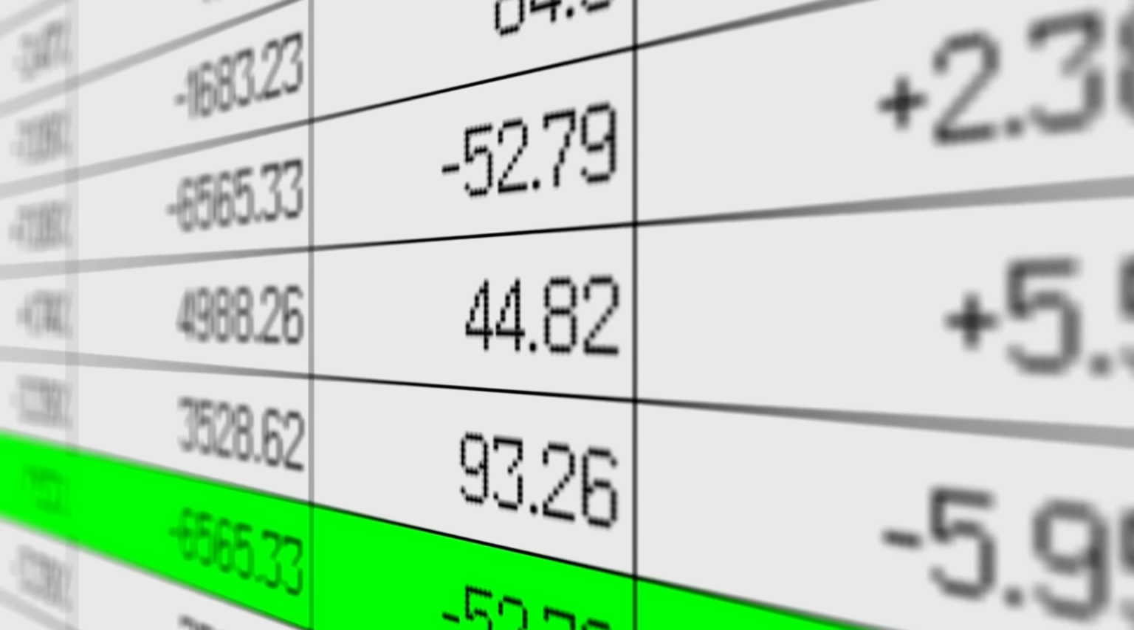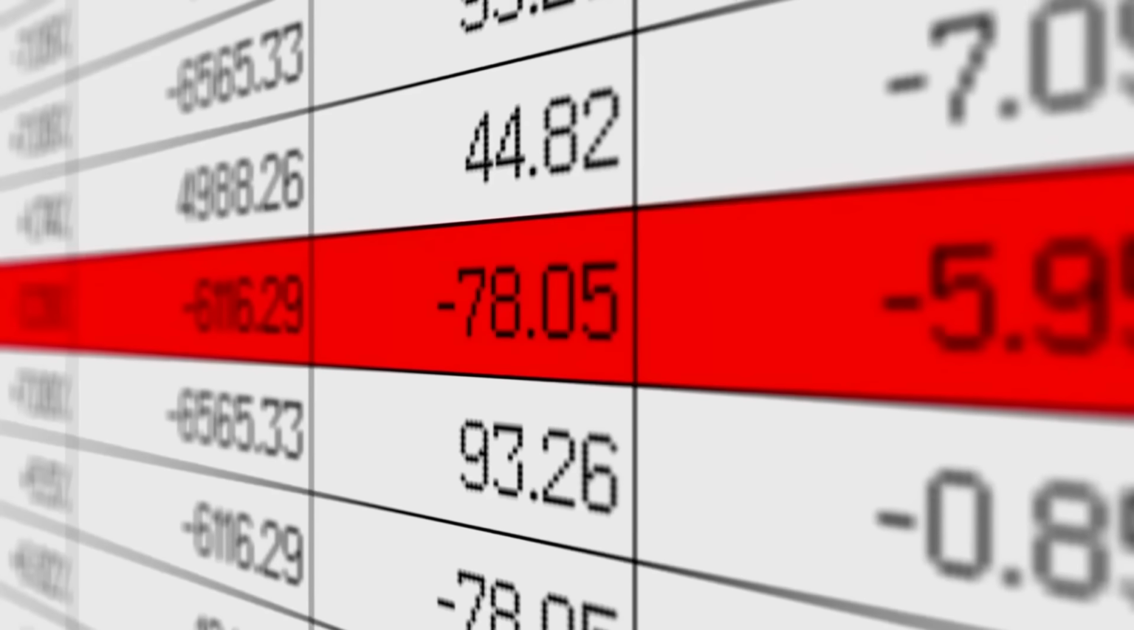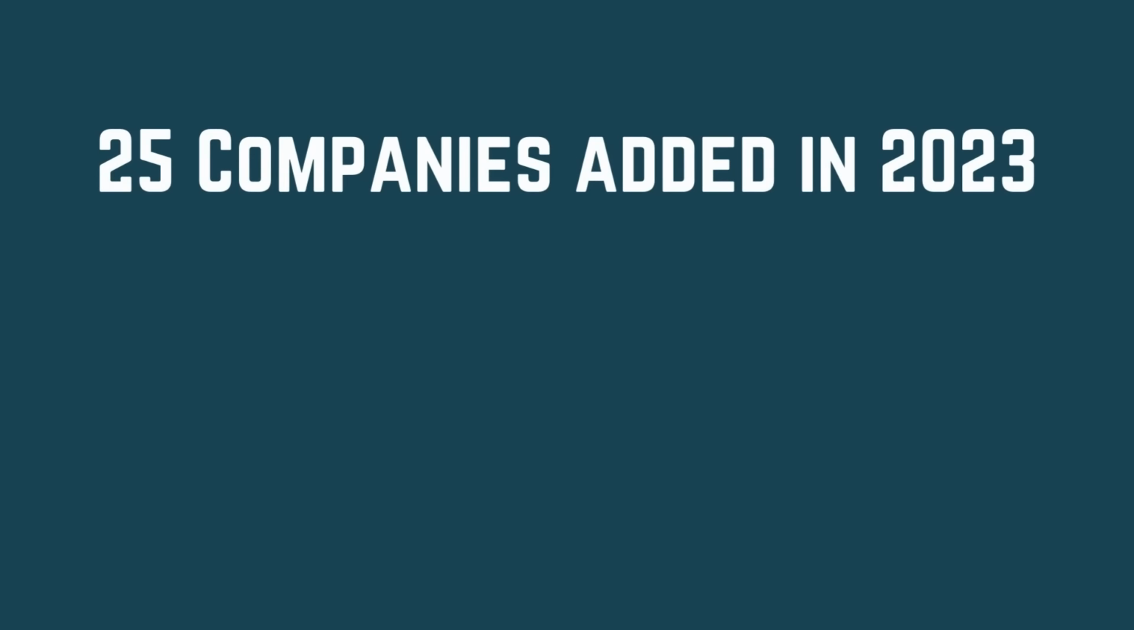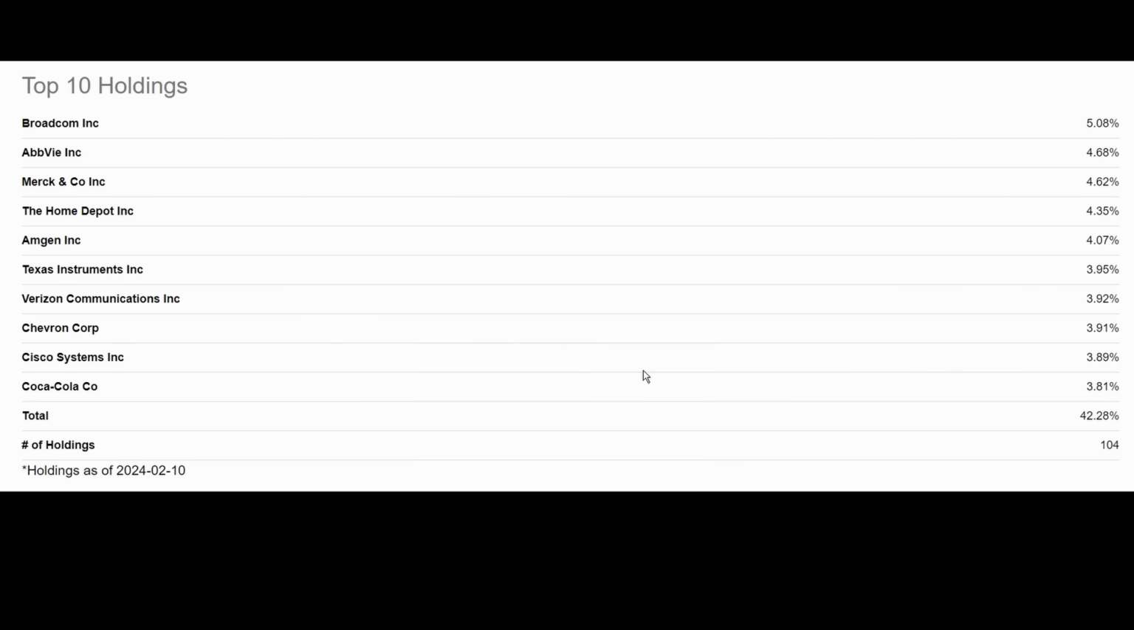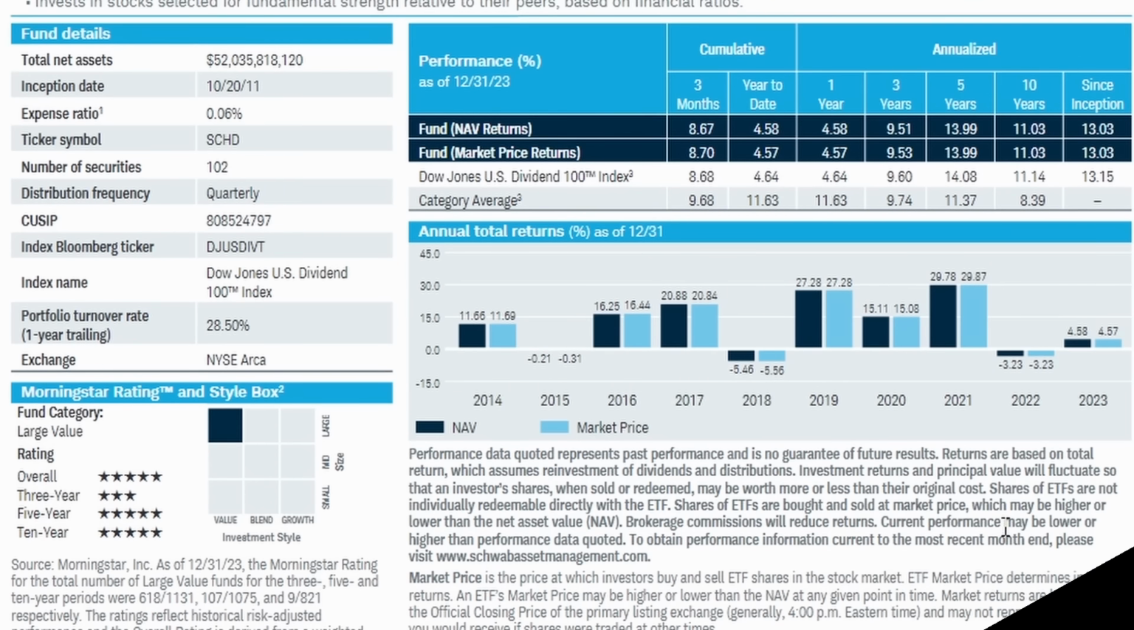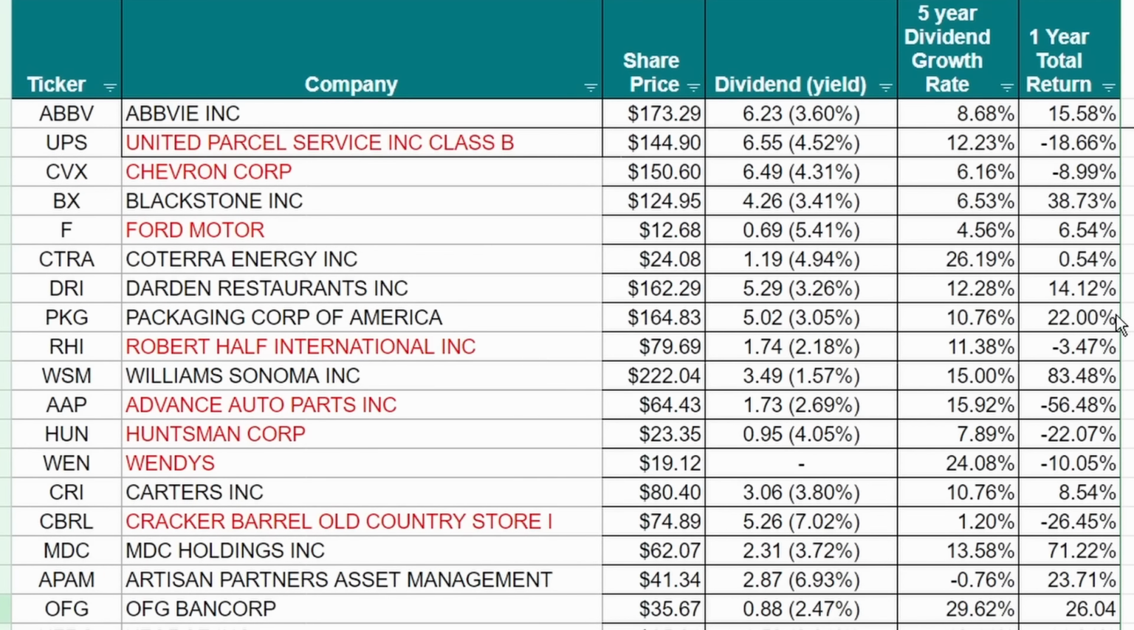Anyway, I want to look at the companies that were added to SCHD in the last year, and there were actually 25 of them. And of the 25 new additions, 2 holdings are actually in the top 10 of SCHD, which include both AbbVie and Chevron. Now, if we look at the fact sheet from SCHD, you can see that the total returns in 2023, not super impressive comparatively. But let's take a peek at the newest 25 additions in 2023 to see how they all panned out.